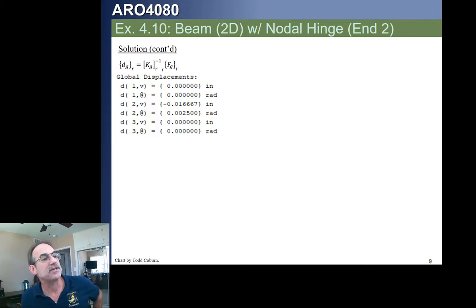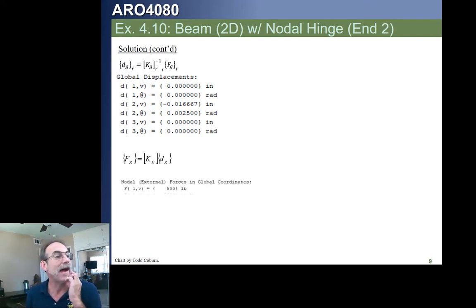So we're going to get the displacement at node 2, and we're going to get the rotation of node 2 in the other element. Since we modeled the hinge on the first element, this is actually the rotation of the second element at node 2 that we're getting out of this system equation. Okay? So then we can back solve using those displacements to get the external forces or the constraint forces.